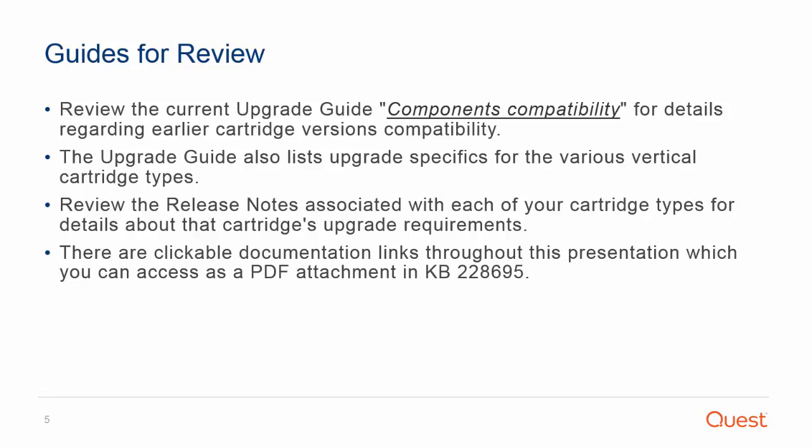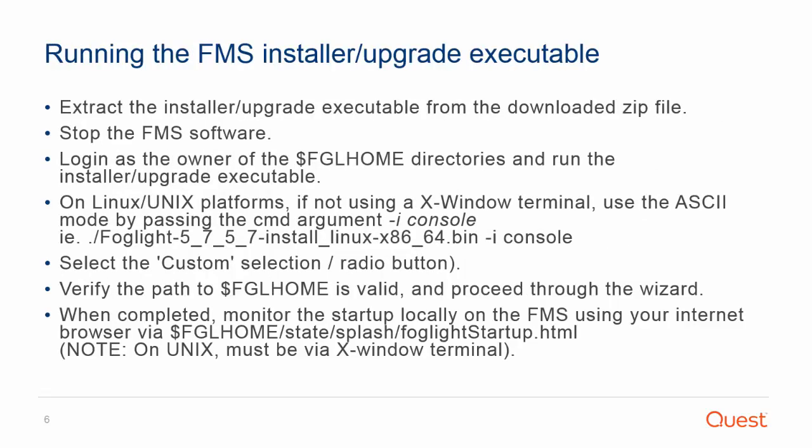There are clickable documentation links throughout this presentation, which you can access as a PDF attachment in Knowledge Base Article 228695. Once you have performed your necessary backups and are ready to run the FMS upgrade, here are the steps. Extract the installer upgrade executable from the downloaded zip file. Stop the FMS software. Log in as the owner of the FGL home directories and run the installer upgrade executable.